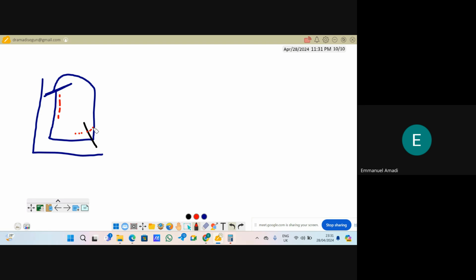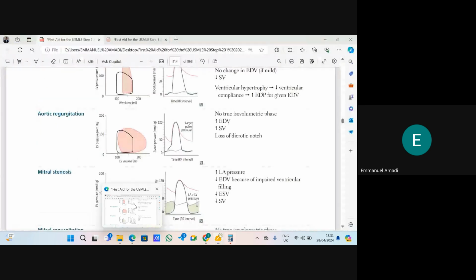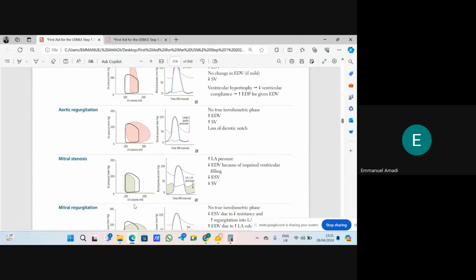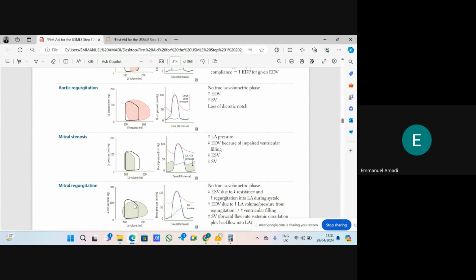Isovolumetric is that there will be no change in volume. But because of the incompetent valve, of course, blood will always be leaking back and forth. That is why when you look at these two graphs, look at that of aortic regurg, look at that of mitral regurg. The black is the normal. You can classically see that the black has the isovolumetric on both sides. But look at the green in mitral regurg. You cannot demonstrate isovolumetric relaxation or contraction.